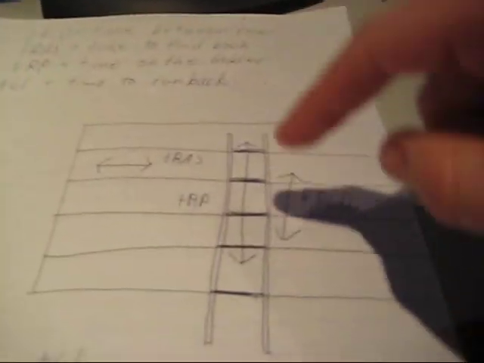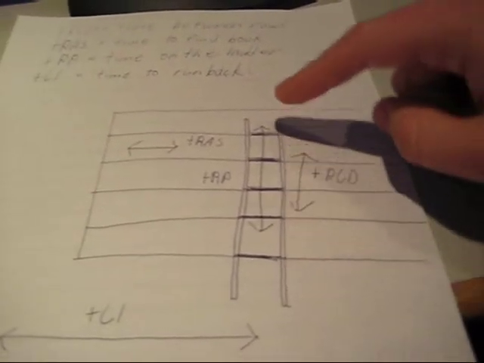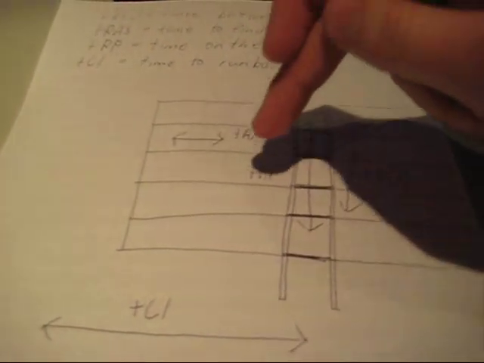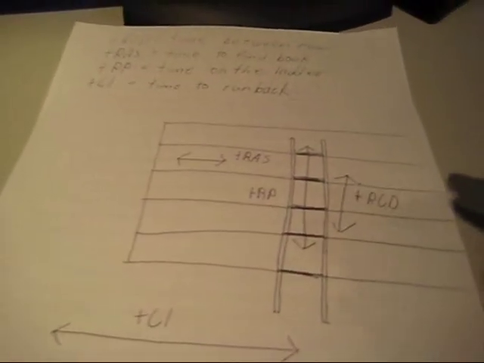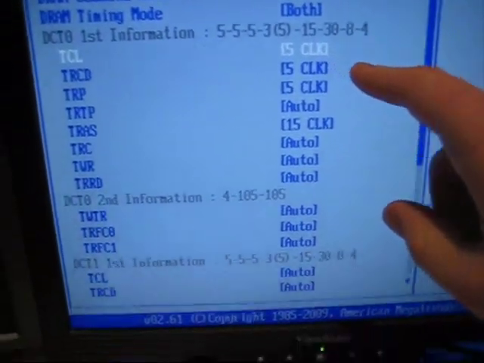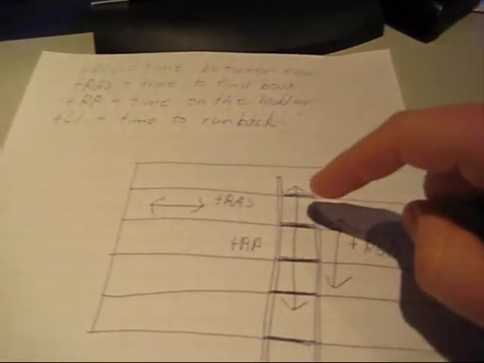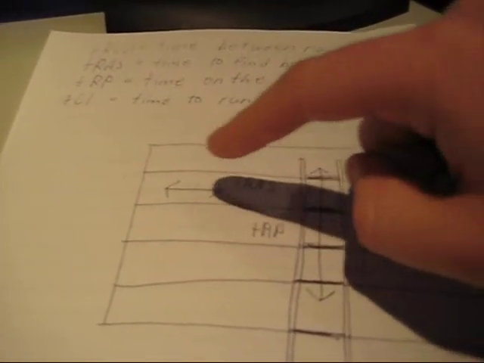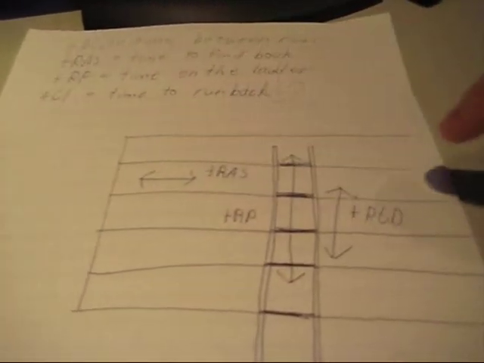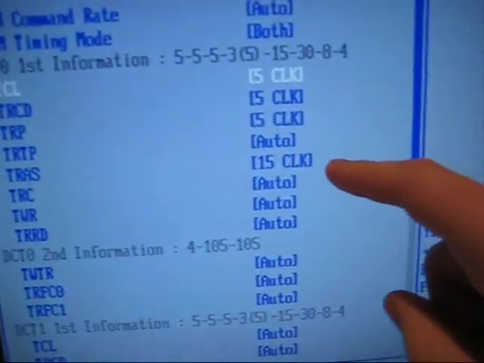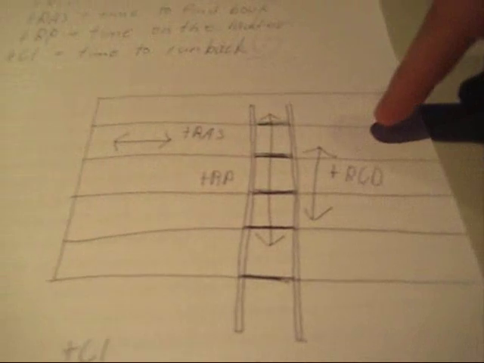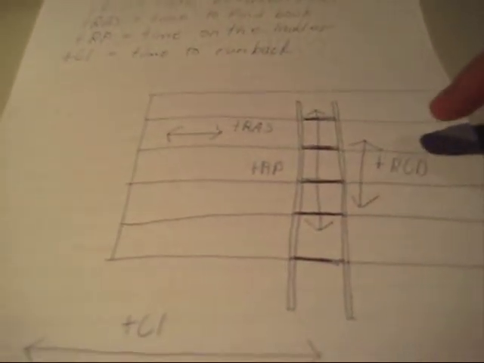This tRCD is the time that the librarian can take going up and down this ladder to try to get to the row where the data, or your books, stay. So that's your second value. And then once she gets to the right row, you have another one called the tRAS value, which is how long she can linger trying to find your book. That one here is your fourth value, where for me it's set at 15. That's how long she can chill going back and forth here.